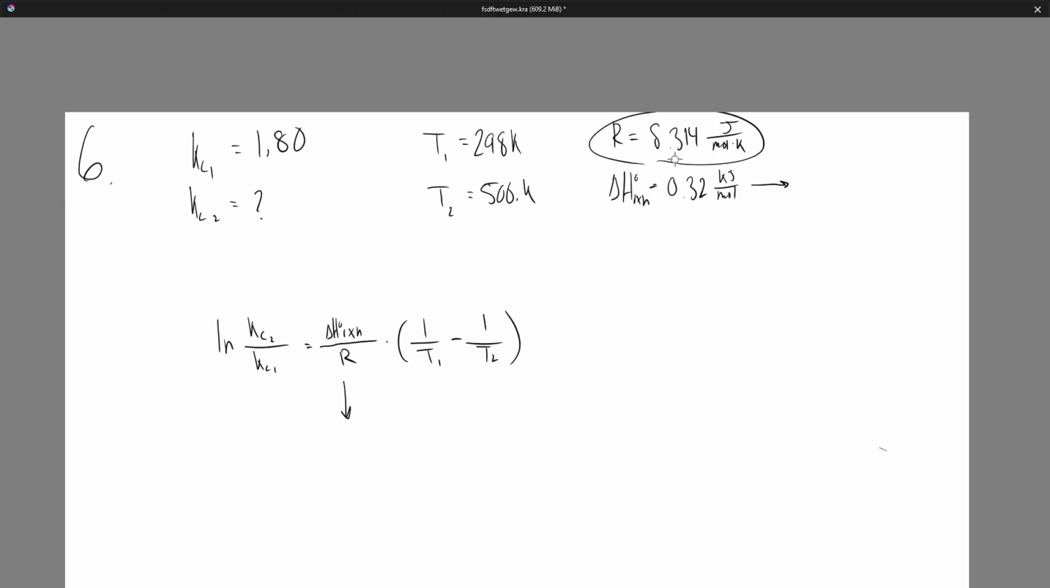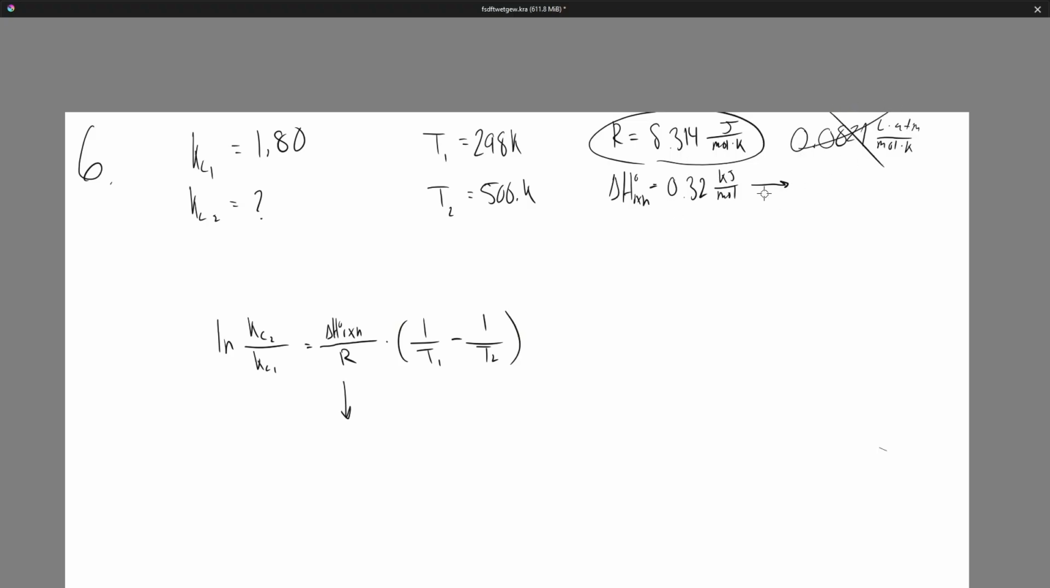Our R is 8.314 joules per mole times Kelvin. And this differs from the previous problem where we used R, which is 0.0821 liters times atmospheres per mole times Kelvin, because unlike the other one, we don't have volume or atmospheres. We only have joules. See, joules right here, which means we don't use this one.